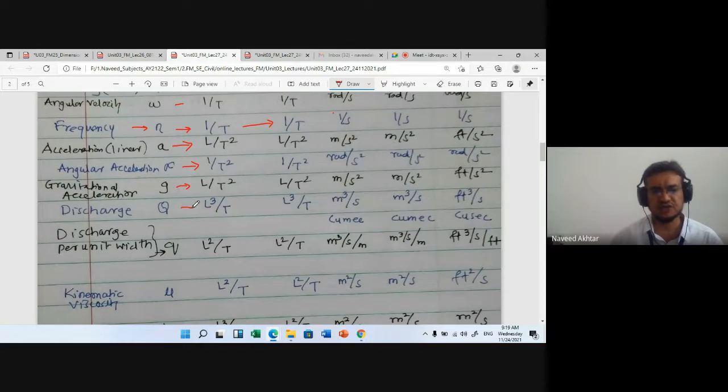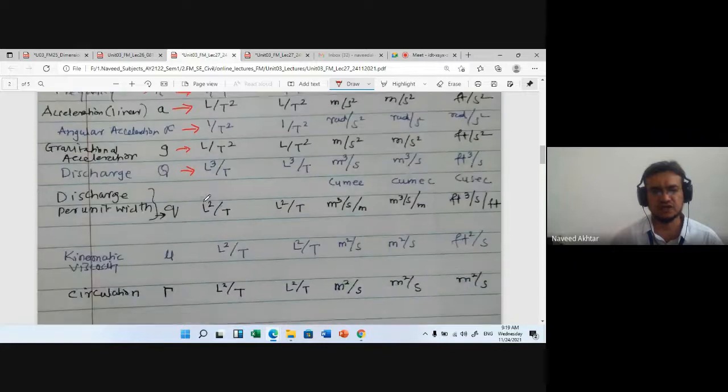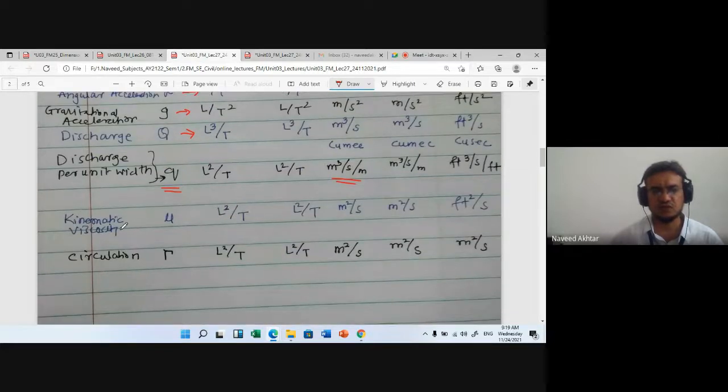Discharge we measure in meter cube per second. That is area into velocity, so L cube by T is the dimension of the discharge. And discharge per unit width, that is q, is L square per T. Because per unit width we are measuring, one L will cancel, and the unit is meter cube per second per meter. Generally, for spillways, we measure flow over them like this.